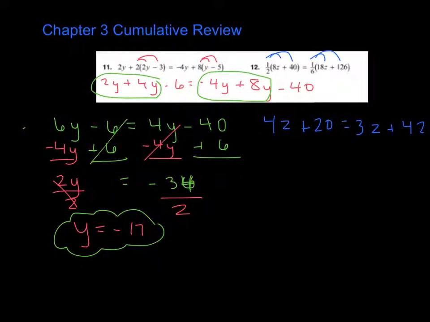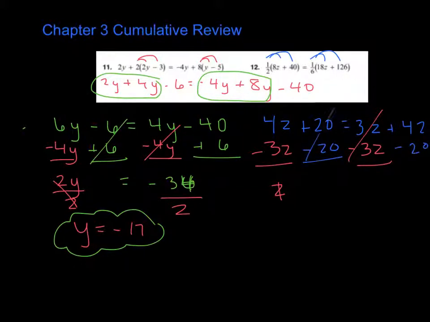Okay? Then same thing I was doing before. So I want to move my z's to one side. So I'm going to subtract 3z from both sides. And that'll give me 1z. And then since I moved my z's to the left, I'm going to move that 20 to the other side by subtracting 20. When I do that, those cancel. And 42 minus 20 is 22. And that gives me my answer.